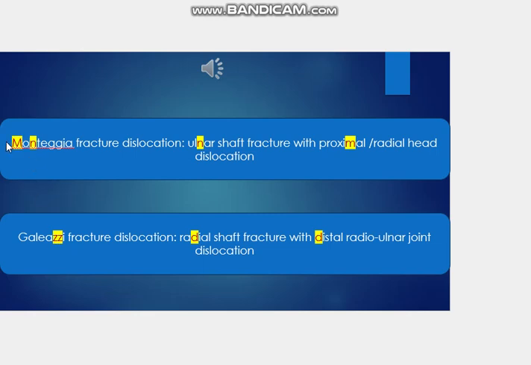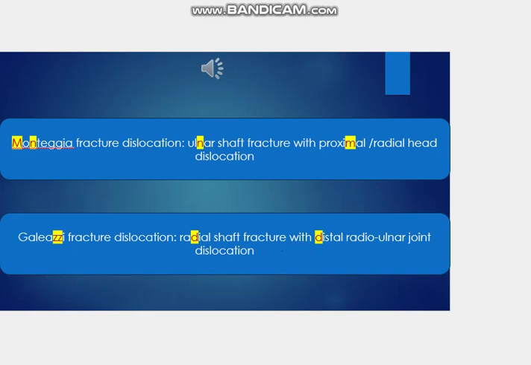So what is the N sign of Monteggia fracture dislocation and the double D sign of Galeazzi fracture dislocation? In Monteggia fracture dislocation, we have ulnar shaft fracture with proximal radial dislocation. However, in Galeazzi fracture dislocation, there is radial shaft fracture with distal radioulnar joint dislocation.